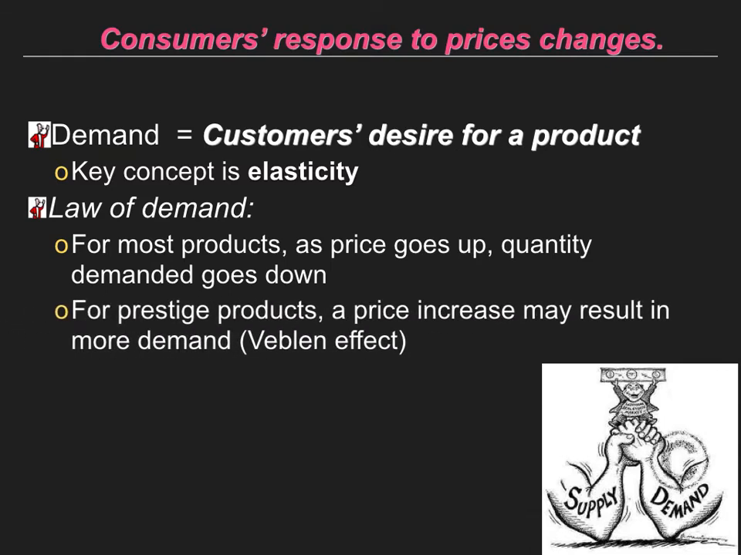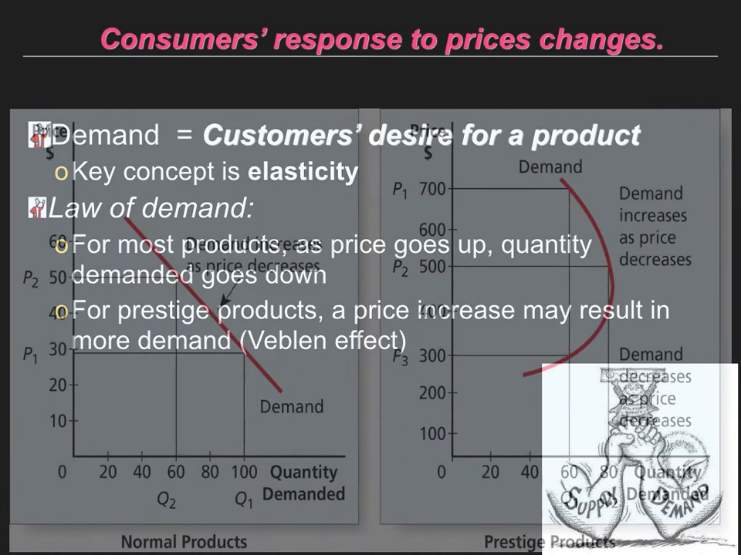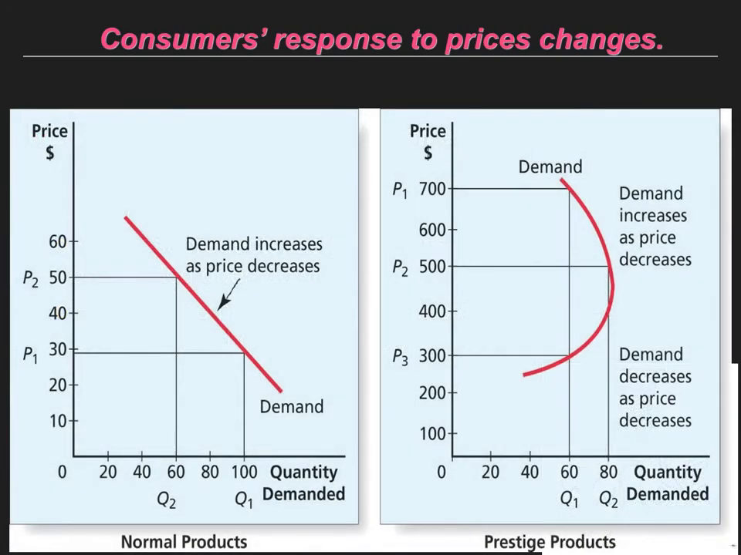This isn't always the case with what we call prestige products, though, because for some products, as the price increases, people may want it more. And this usually would occur for symbolic type products or when people use the price as a real strong cue of quality. So here's what these two things look like.